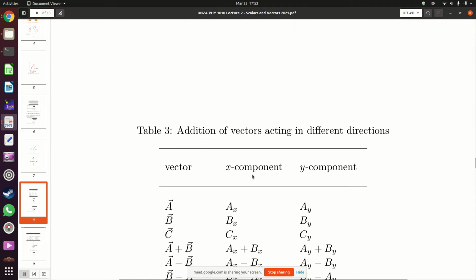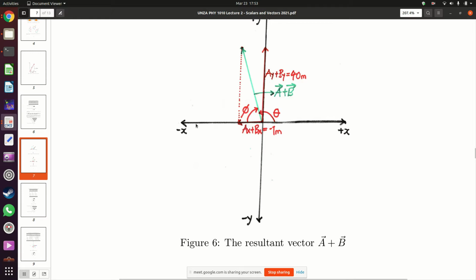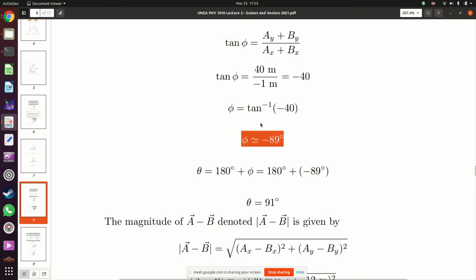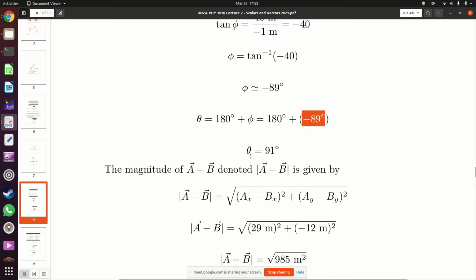So basically what this means is from 180 degrees we move backwards by 89 degrees. Minus 89 degrees. So how do we get our theta from this? Our theta is going to be equal to 180 degrees plus phi. So that's going to be 180 degrees plus minus 89 degrees, and this gives us a theta equal to 91 degrees. Are we clear?